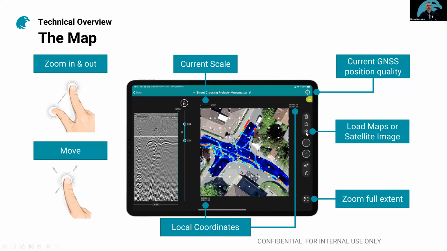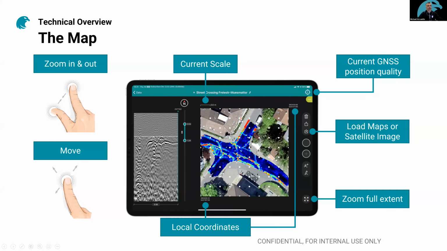From here, you can load the maps or satellite images, whatever you like the most. And this is where you can see information about the current GNSS position quality. Okay. Now, this is about the map. Let's talk a bit about the other stuff as well.